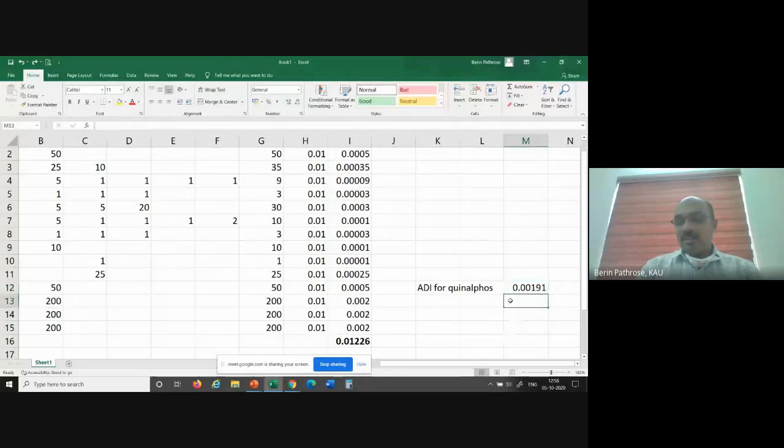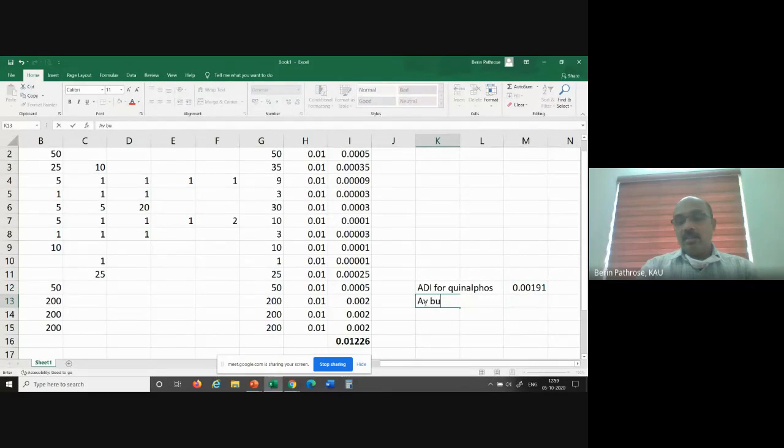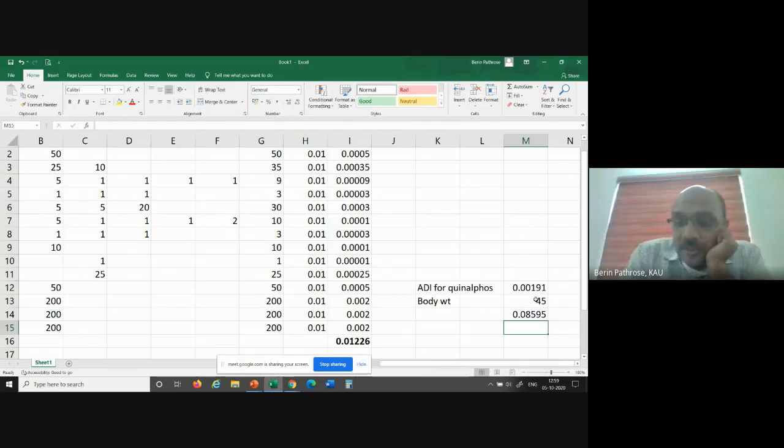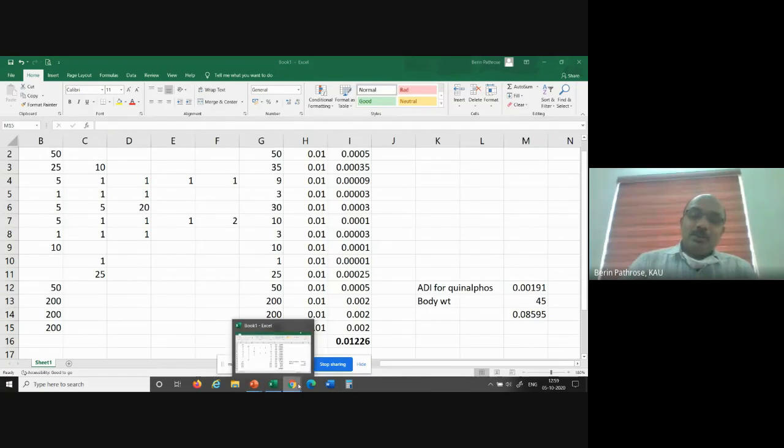Our average body weight is average. Okay, Shikha's body weight I will take. Body weight 45 is equal to, into. So now you see.